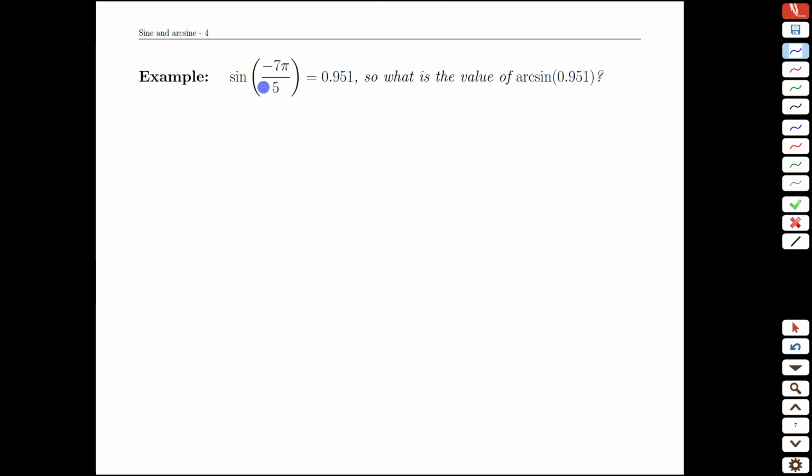Let's take a look at the sine of this angle here, which gives us the ratio. If we want to go backwards and say, what's the angle that we would get with a ratio of 0.951, again, we'll try our calculator. And if we do that, we get a value of 1.256 radians. And you notice this is not equal to what we started with over here, -7 pi over 5. But we said the sine of that angle was that ratio, so why, when we do the inverse, do we not get back to where we started?